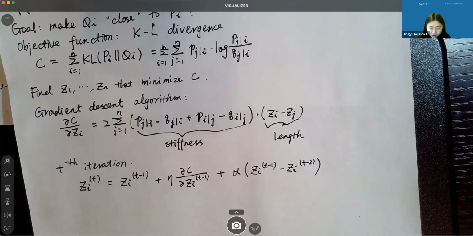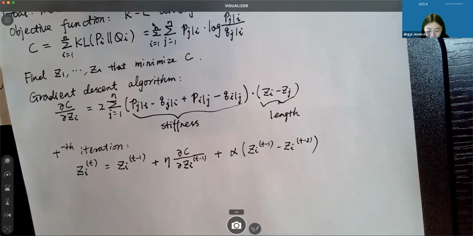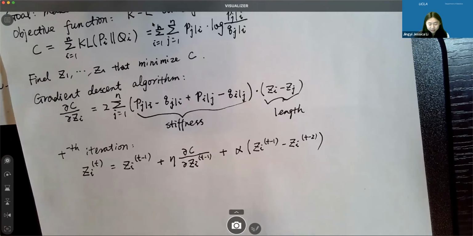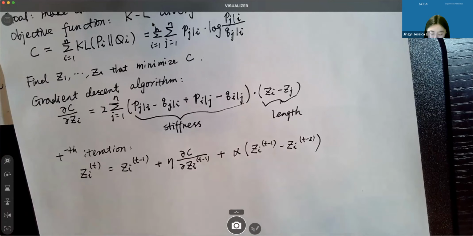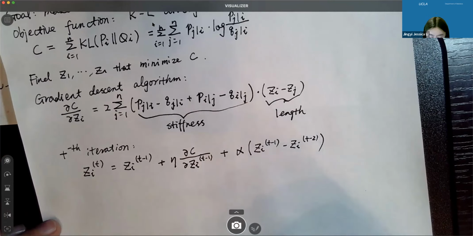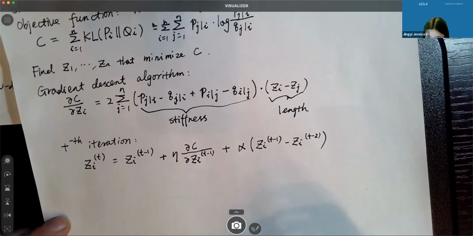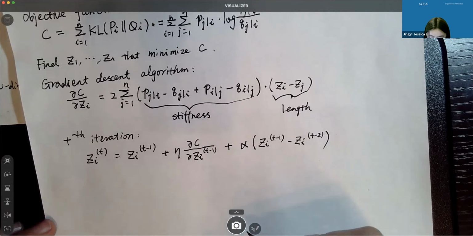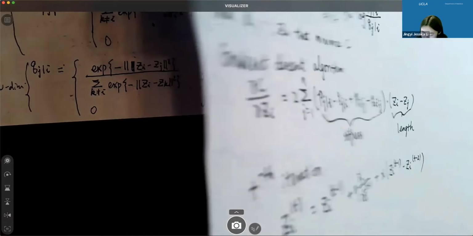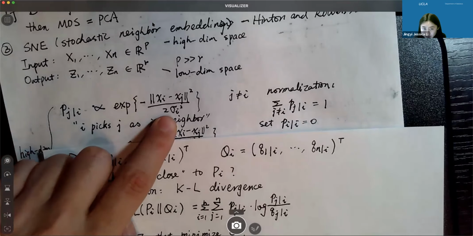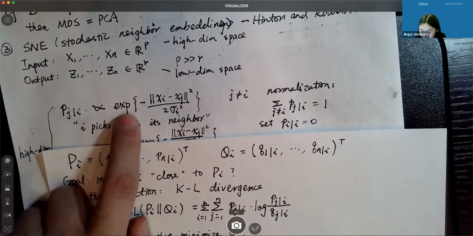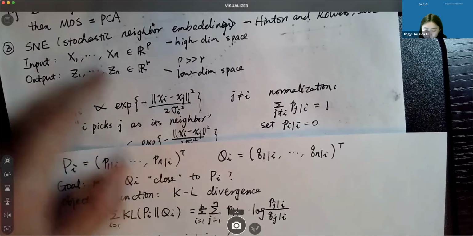Okay, so that's it. Basically, you are going to just do this until your algorithm converges and it doesn't move, and Z1 to Zn are not changing anymore. One more thing to say about this algorithm is that it has this thing called perplexity. The perplexity is used as a way to set, don't forget, sigma 1 squared to sigma n squared for each xi as the center. These need to be pre-specified, right?